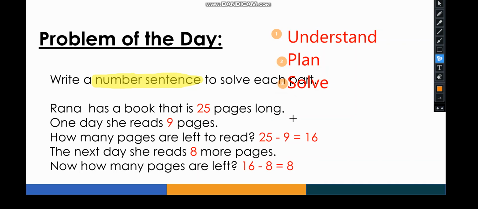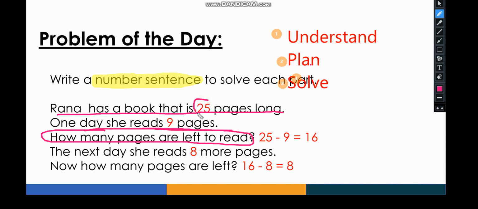Okay, what I have to write in understand? I must, yes, underline what I know and circle what I want to know. Right? Let's see. Rana has a book that is 25 pages long. So I know that Rana has a book. This book 25 pages long. This is I know. Okay? One day she reads 9 pages. I know this one. How many pages left to read? I will circle what I want to know.